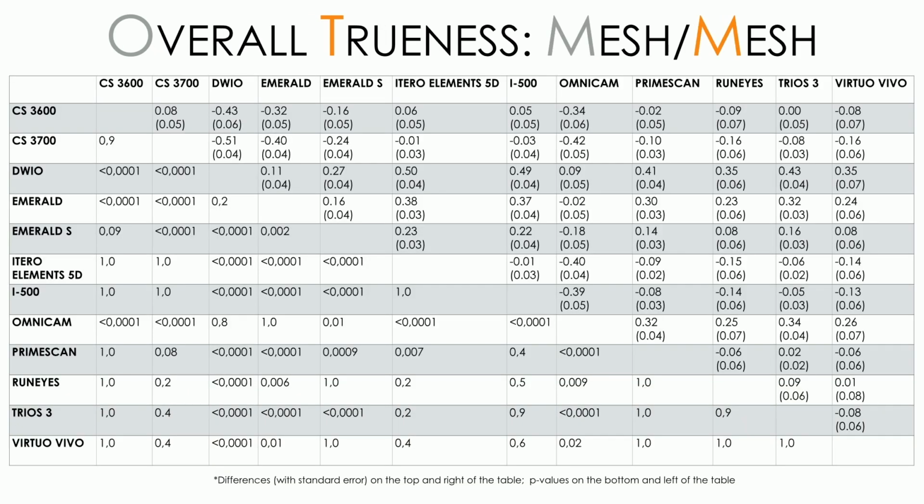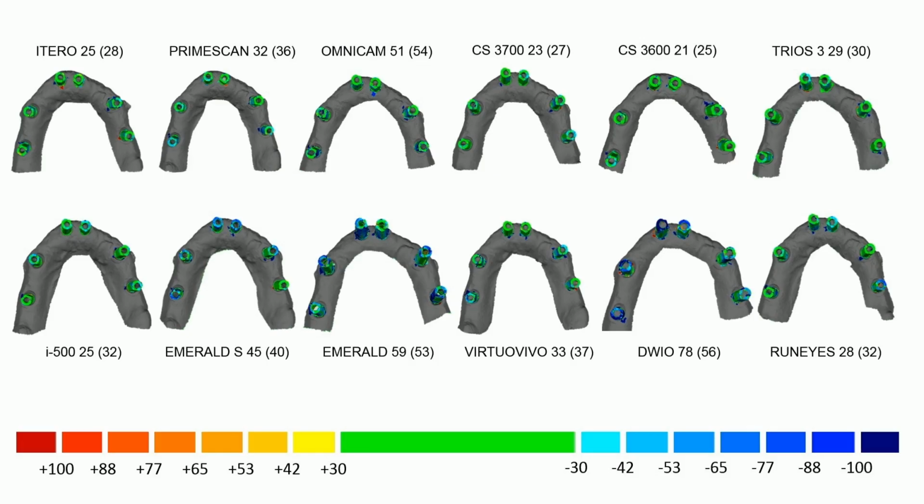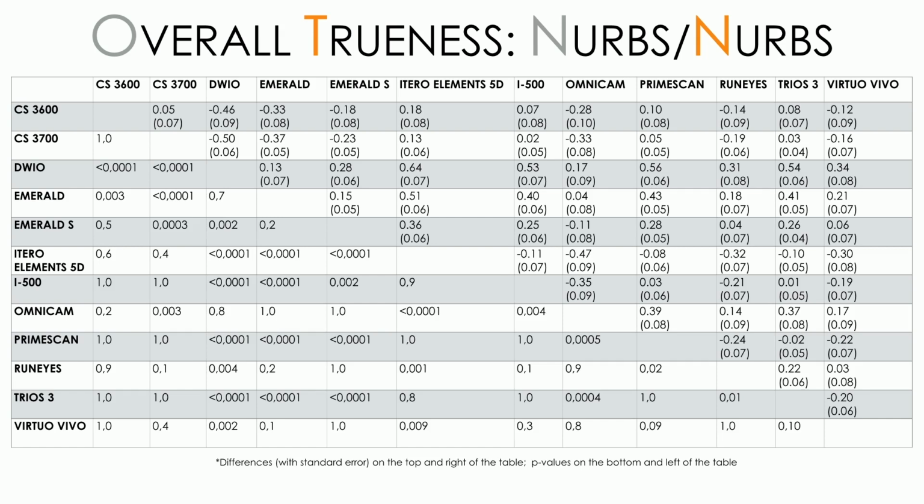Anyway, overall trueness revealed a statistically significant difference among the different scanners with the mesh-to-mesh method, and in this figure you can see the best results achieved with each one of the scanners for the mesh-to-mesh method. As we can see, we have very good results. Anyway, for the best scanner, less than 30 micron error. And here is the table summarizing the results with the NURBS-to-NURBS method.